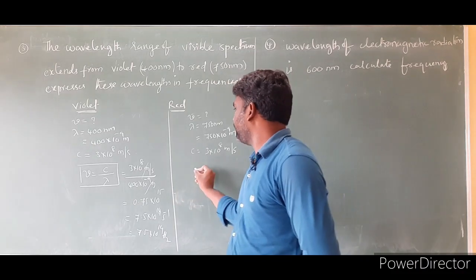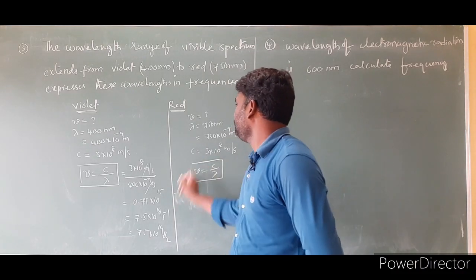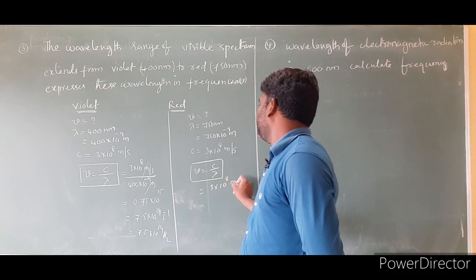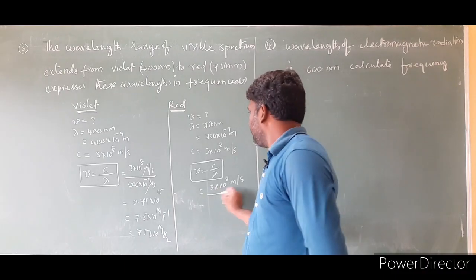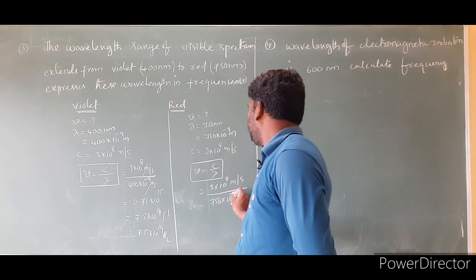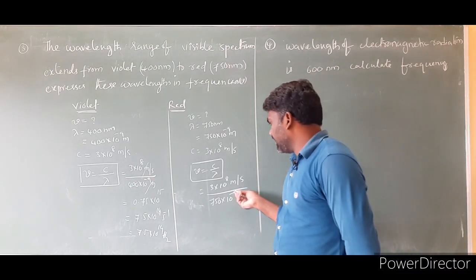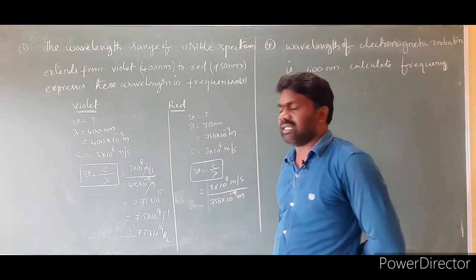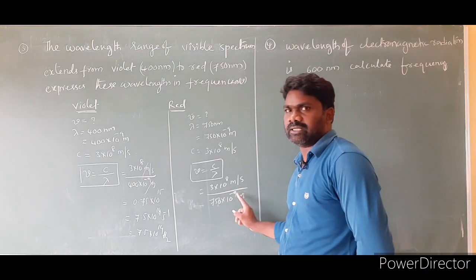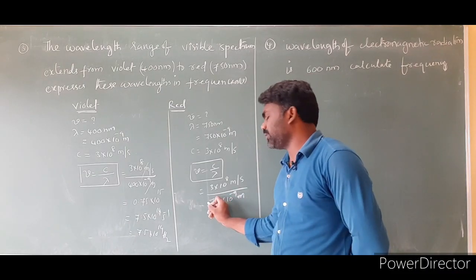What is the formula we have? Nu is equal to C by lambda. That is equal to 3 into 10 to the power of 8 meter per second by 750 into 10 to the power of minus 9 meters. So what I am taking here is 10 power minus 9. So 10 power 1 minus 1 will cancel, this will be 10 power minus 8. So with 10 power minus 8, I am moving this decimal point two places.